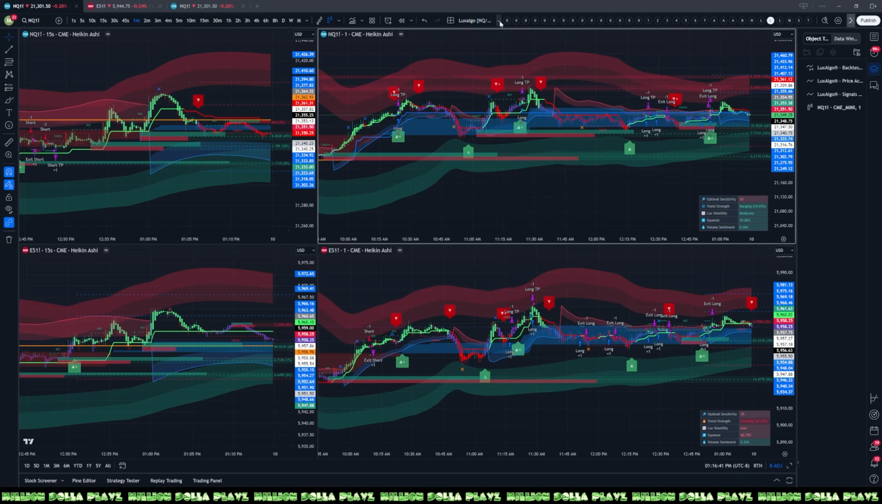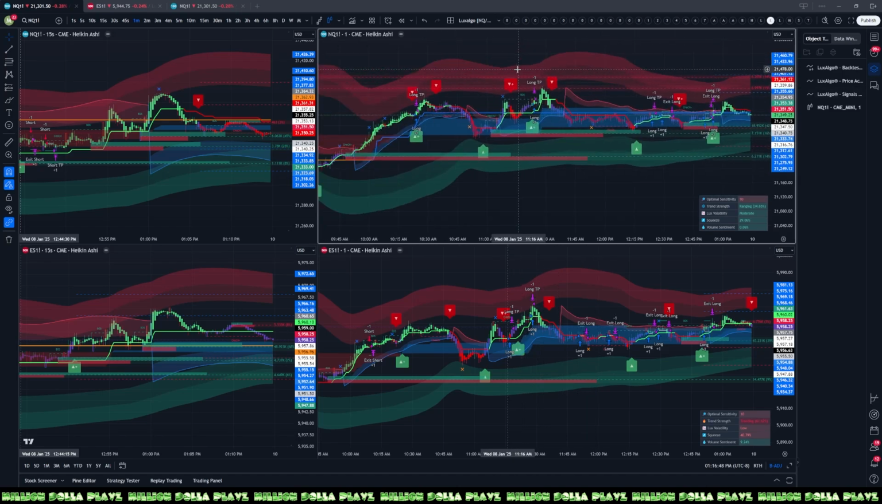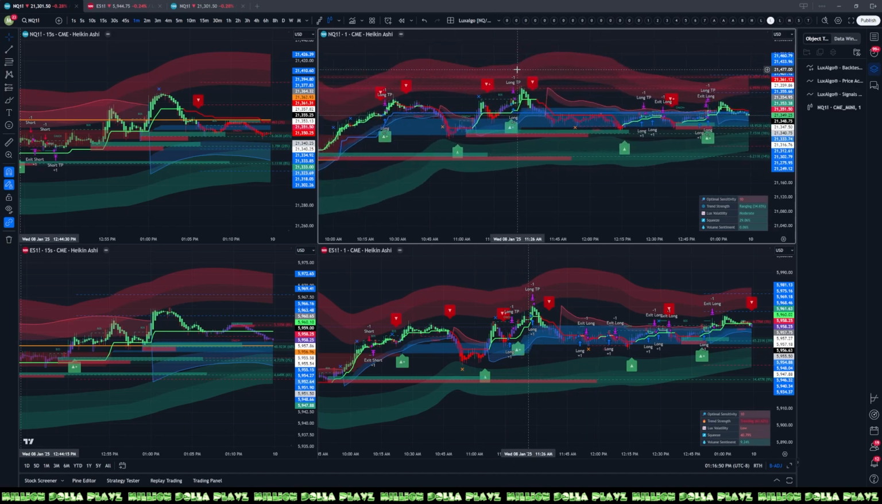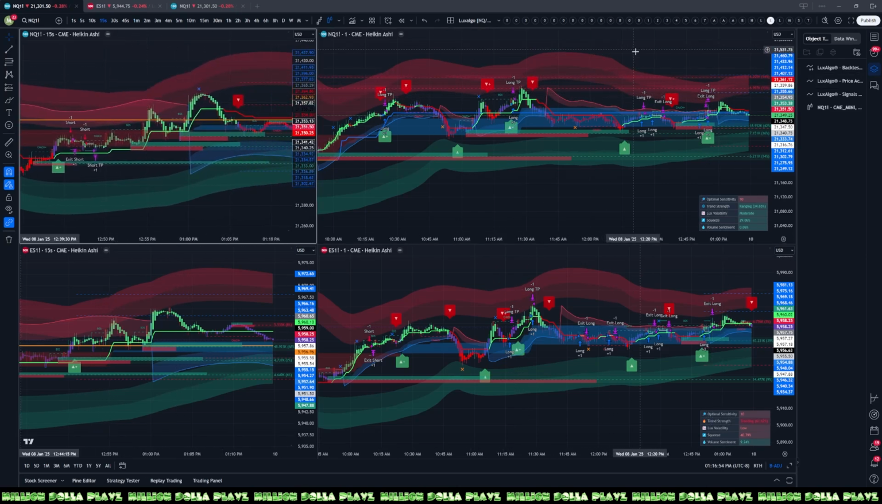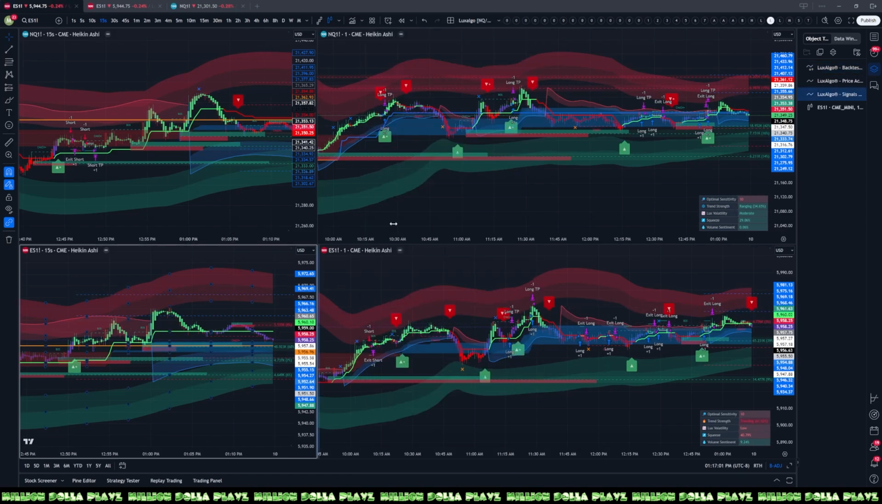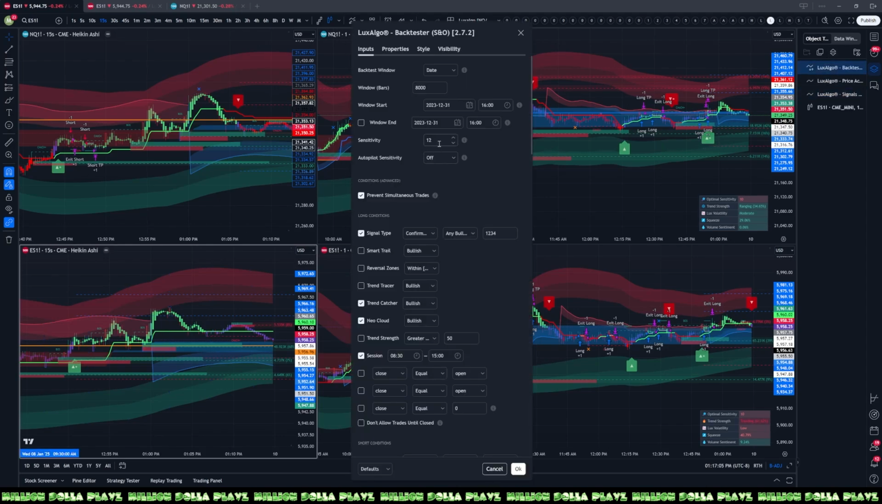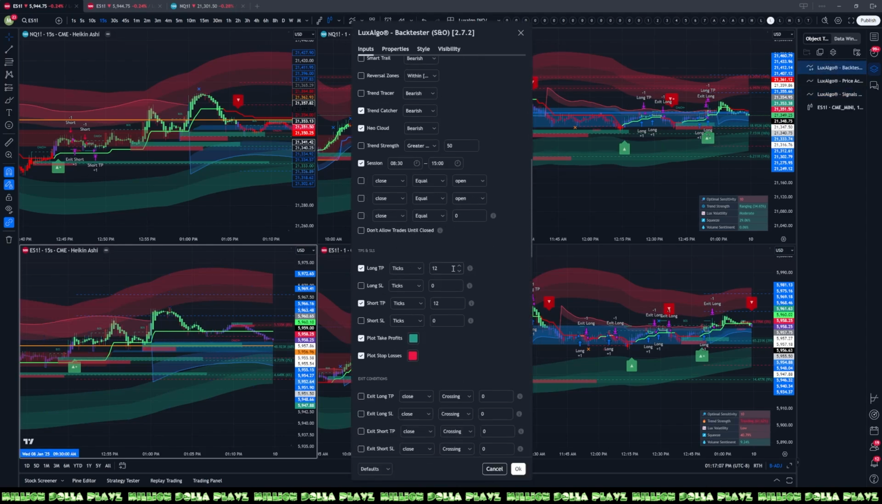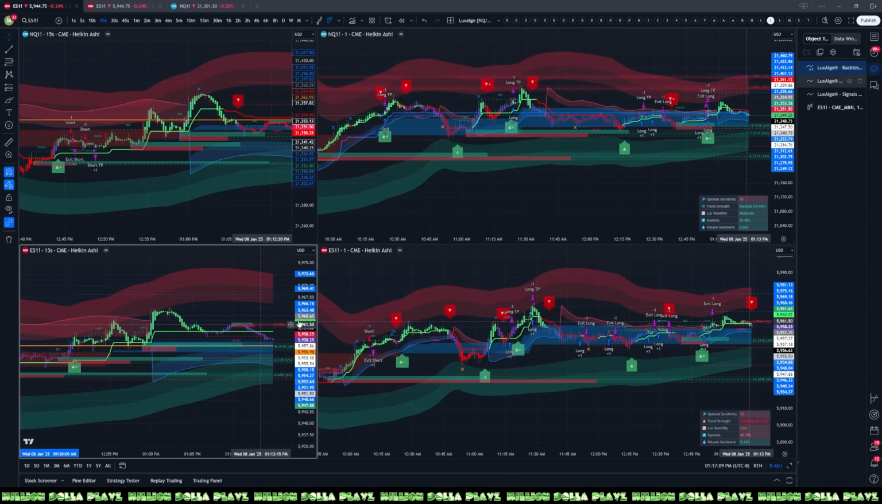Also, like I said, it's mainly designed for prop firms. This is not financial advice, by the way. This is just a way to use LuxAlgo that I'm showing you how I have done. So the backtester is set basically to the same settings on each chart. The only things that change are the signal sensitivity and the ticks, depending on if it's ES or NQ and depending on the time frame.